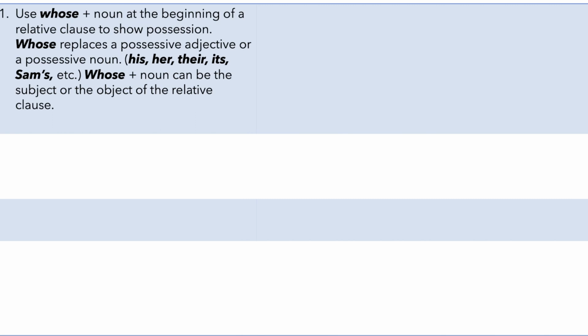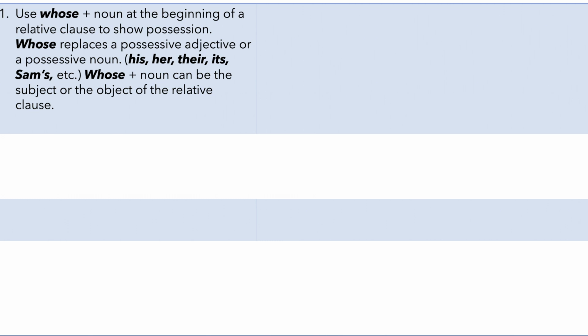Now, what about relative clauses with whose? Do you know about these? Well, you will. This time, I'm going to jump right into the rules. Rule number 1. Use whose plus a noun at the beginning of a relative clause to show possession. Whose replaces a possessive adjective or a possessive noun like his, her, their, its, Sam's, and so on. Whose plus a noun can be the subject or the object of a relative clause.